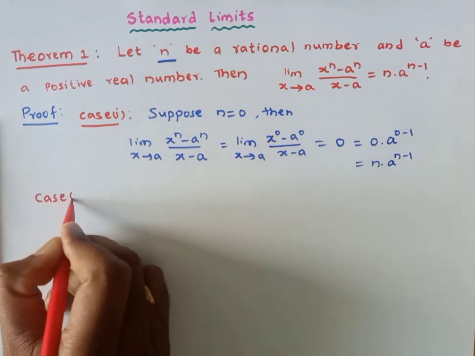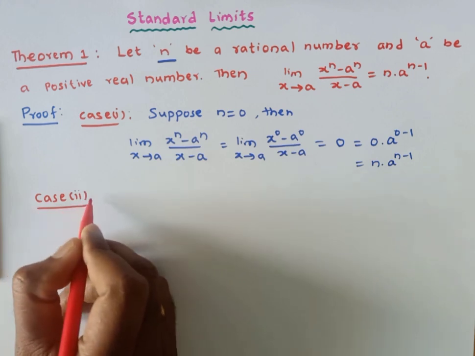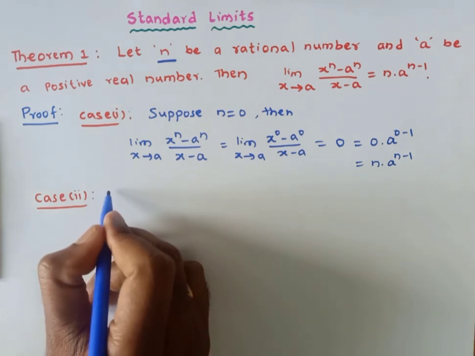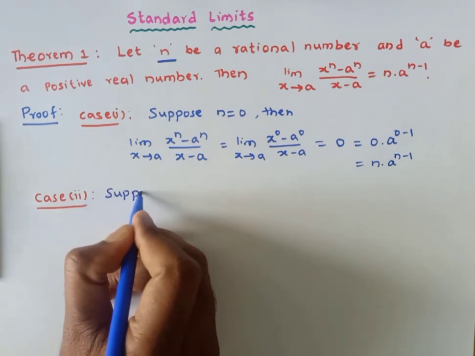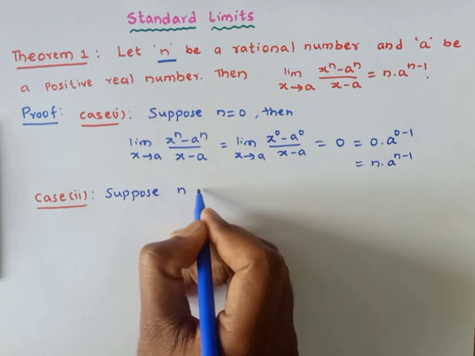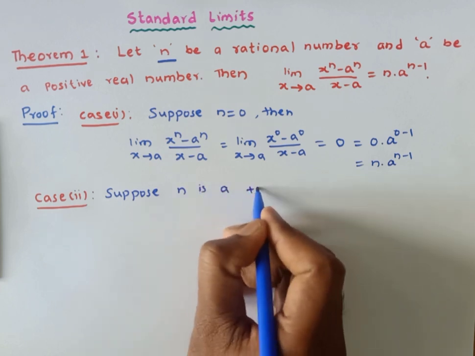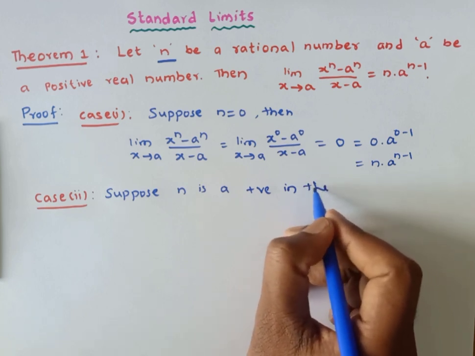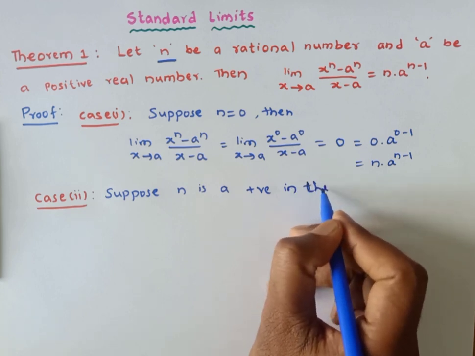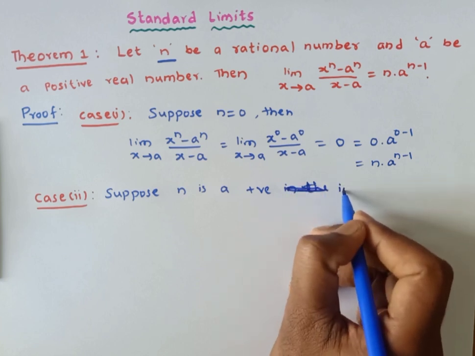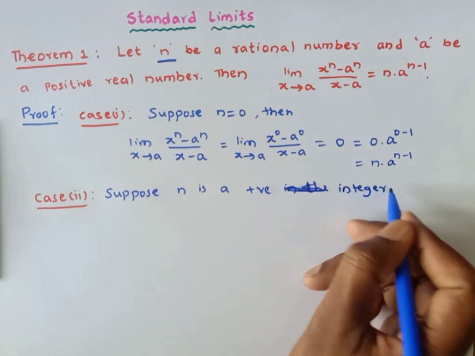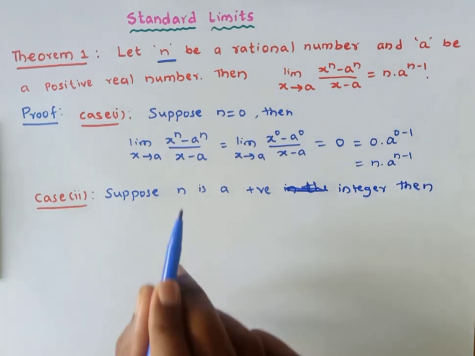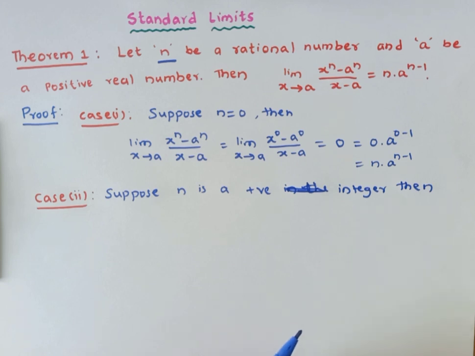Case 2. Suppose that n is a positive integer. Then here we need to express x to the power of n minus a to the power of n.